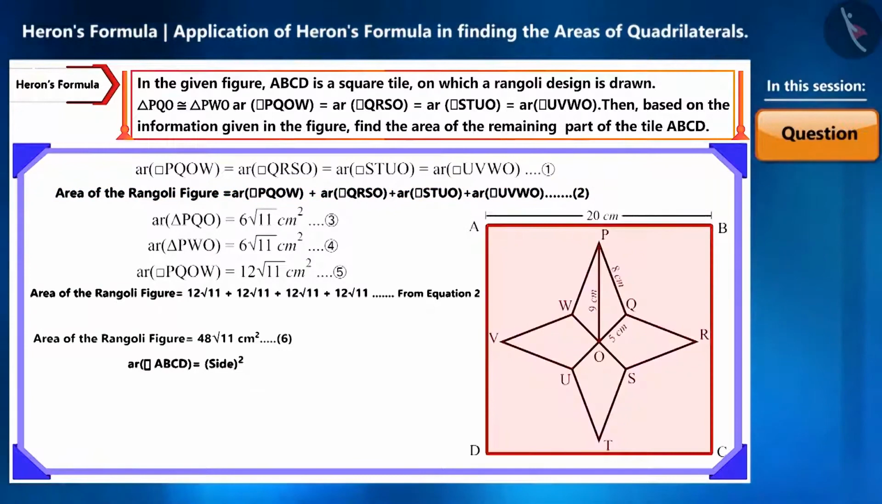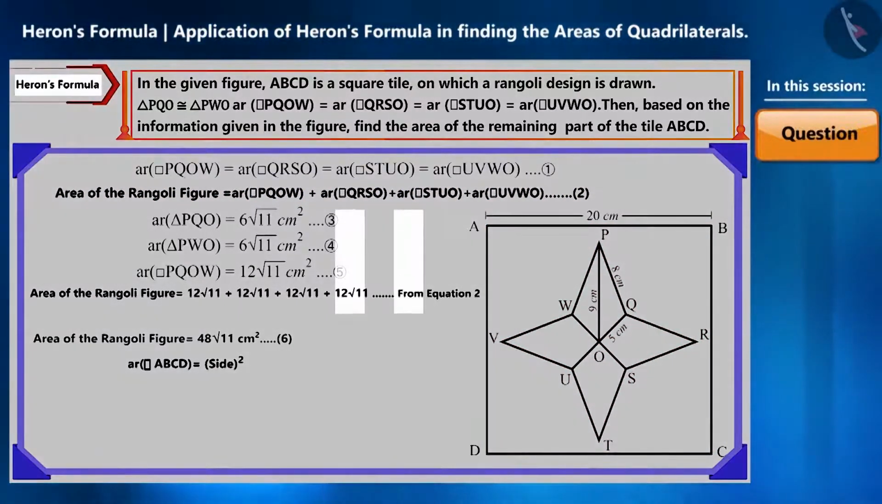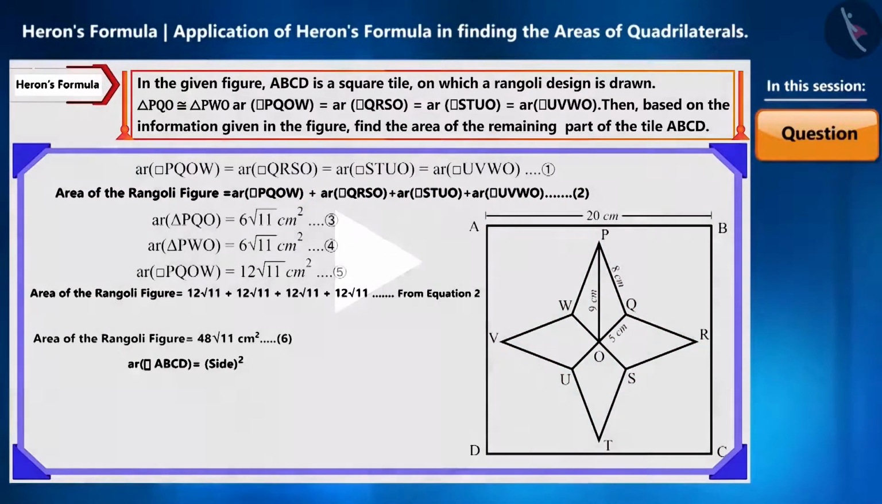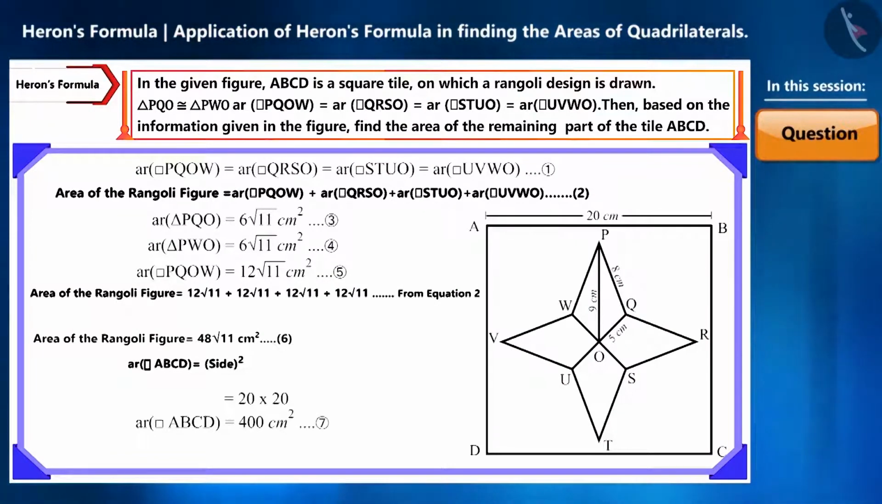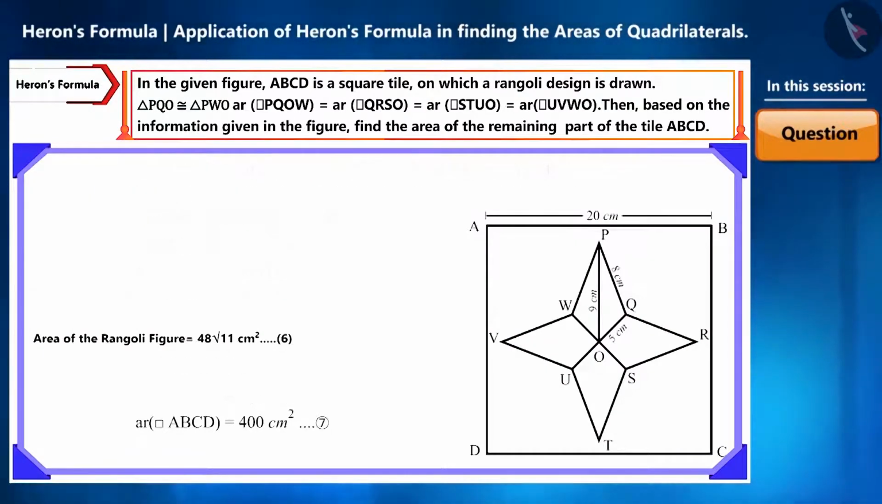And now let's find the area of the square tile ABCD. Friends, pause the video and solve it yourself. Here, you can check your answer. We obtained it as 400 square centimeters.